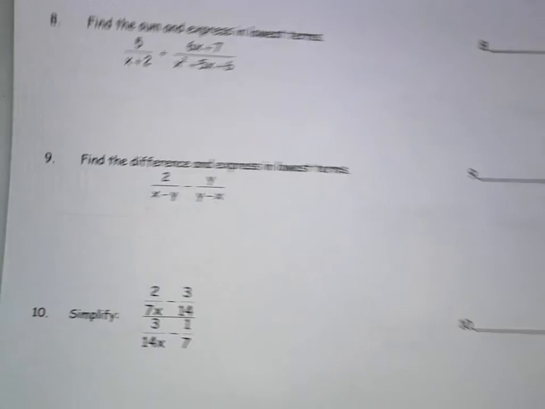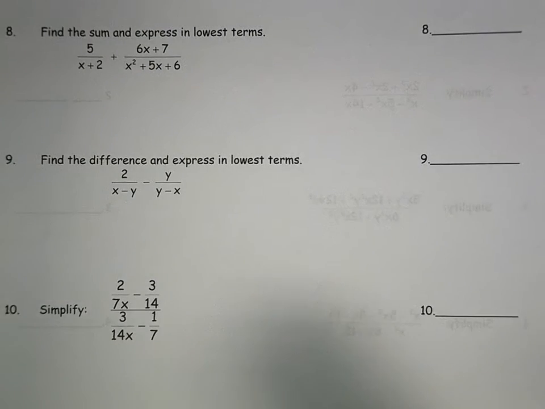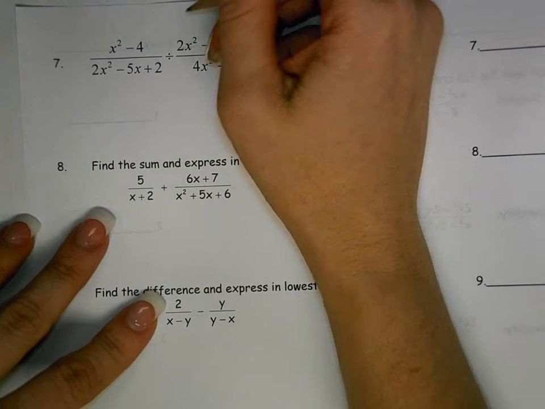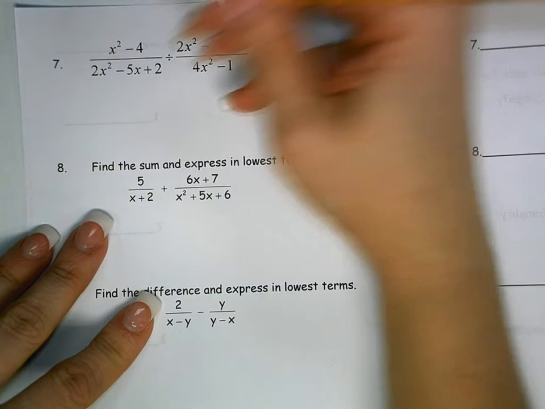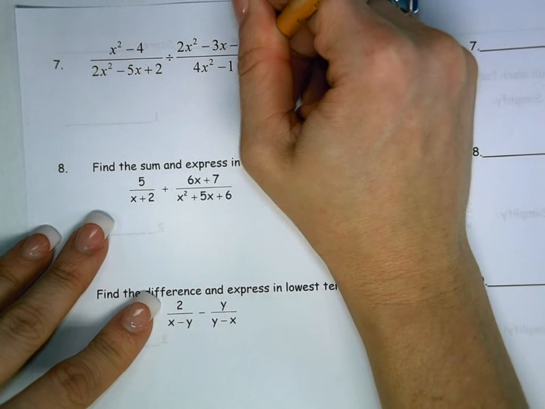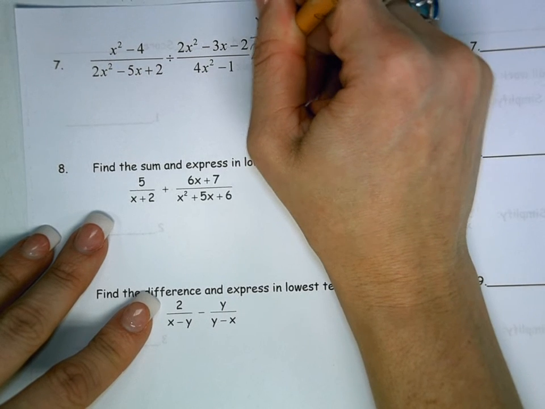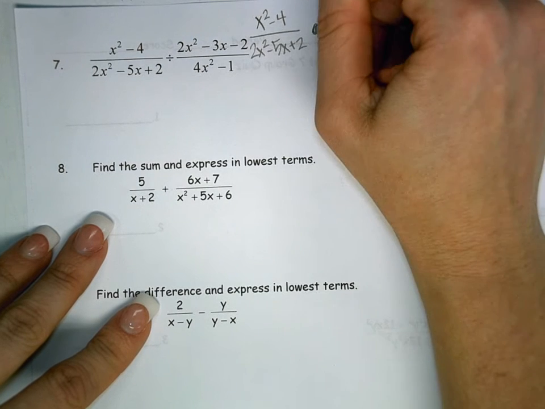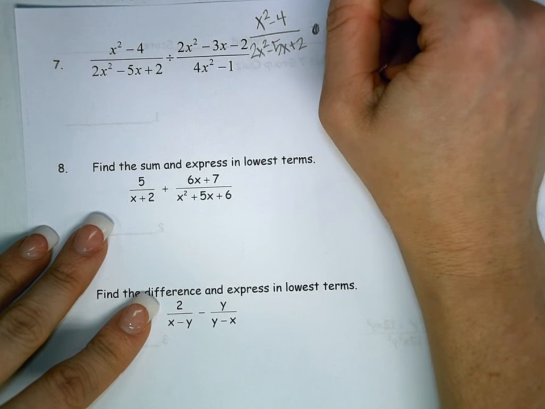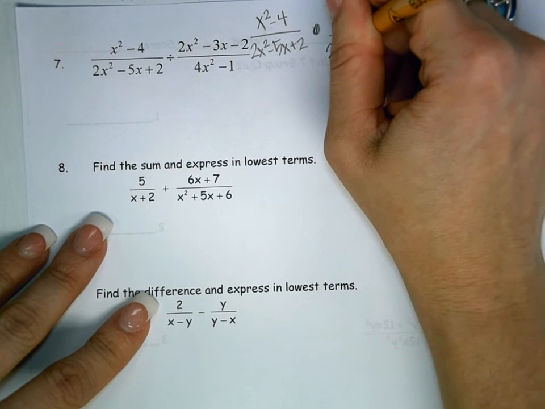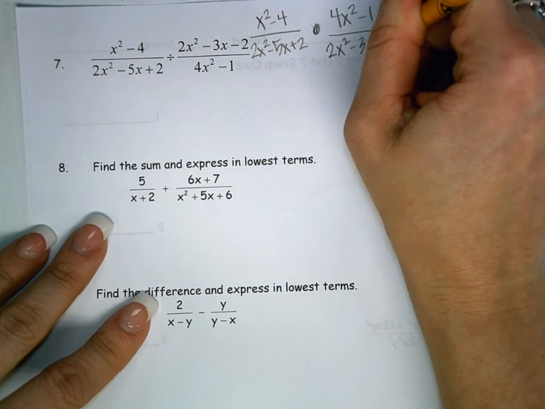Okay, for number 7, first thing you want to do is rewrite this. So we want to keep, flip, and change. So keep the first one, x squared minus 4 over 2x squared minus 5x plus 2. Flip and change. So change to multiply, flip the second one. This is one that we have seen before. This was on another quiz.